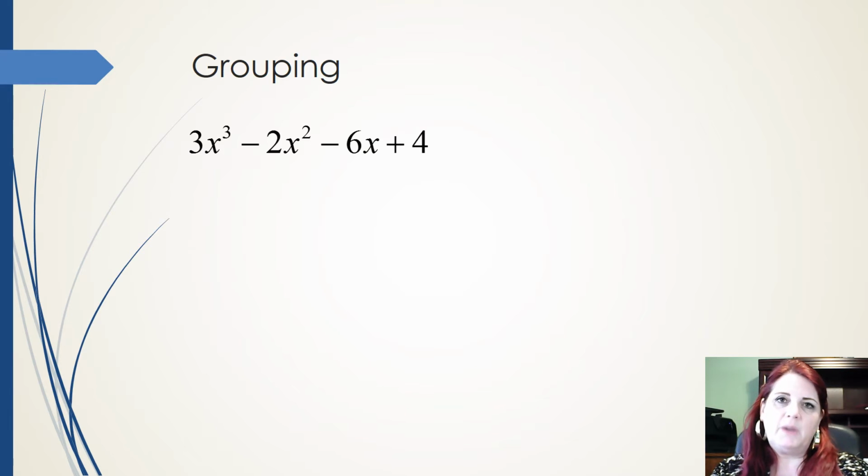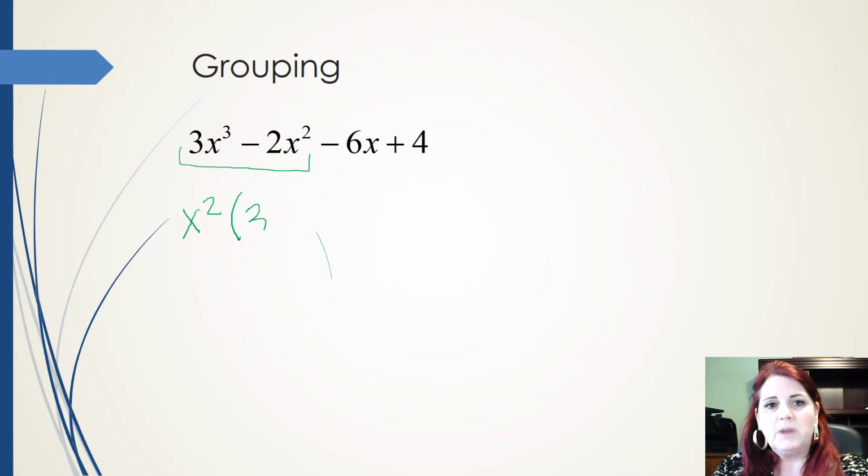When we factor by grouping, we're going to be using what we just did on the previous example, where we have a factor that's in common. But first we want to find out what that factor is. So we're going to group these first two terms and find the common factor of that. And the common factor is x squared. And it's being multiplied to the 3x minus 2.